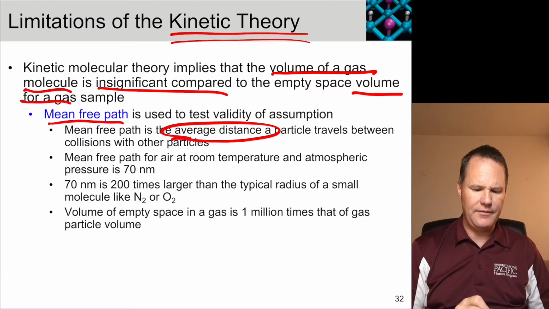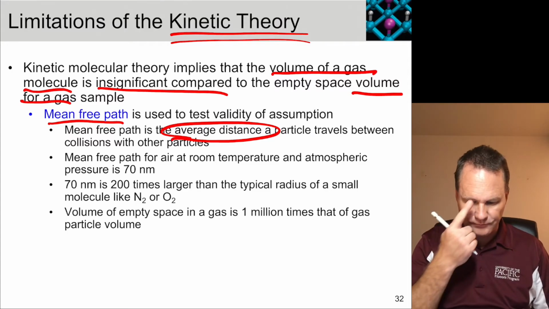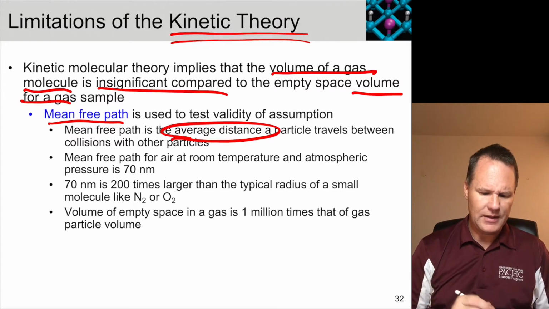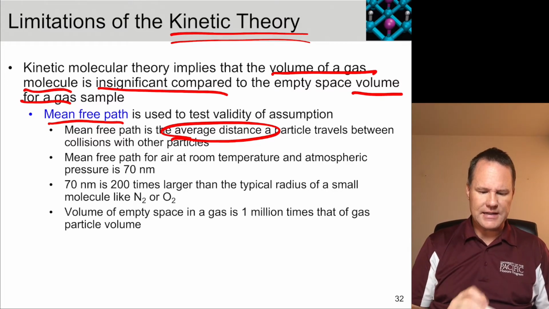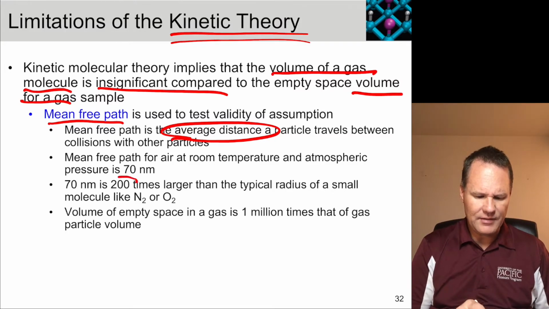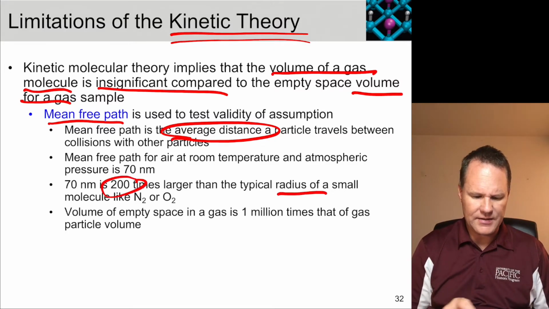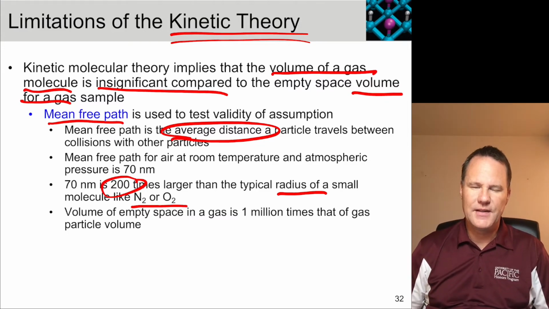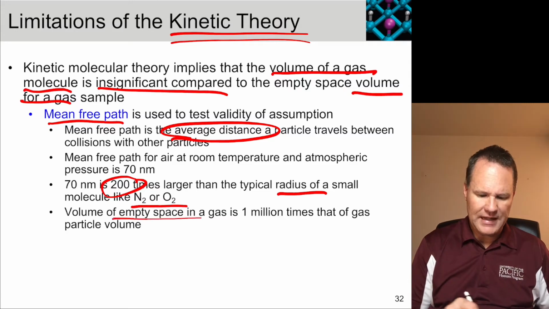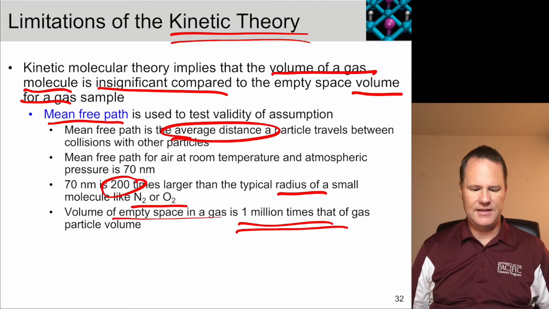For air at room temperature, it is about 70 nanometers, right? So that's actually a kind of small distance on our scale. That's roughly 200 times the radius of a small molecule. And since volume scales with the cube of the linear distances, that means that the volume of the empty space is 1 million times the gas particle volume.